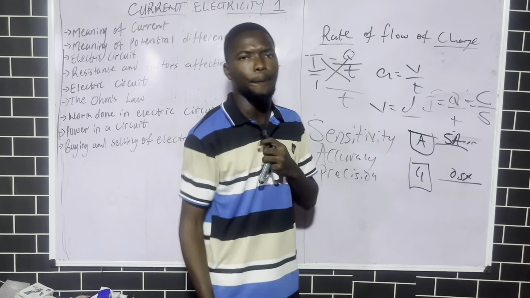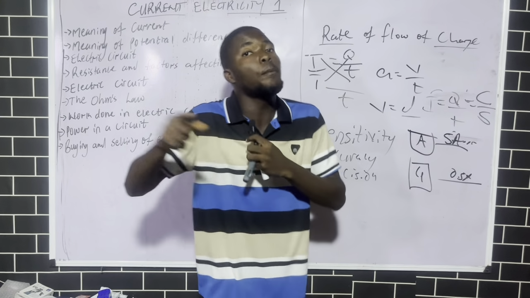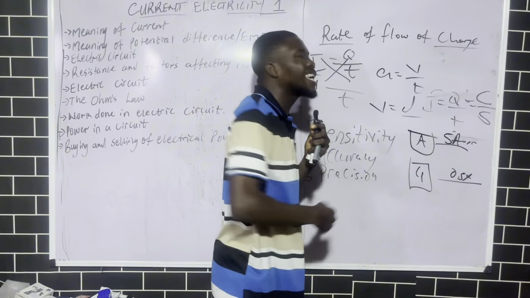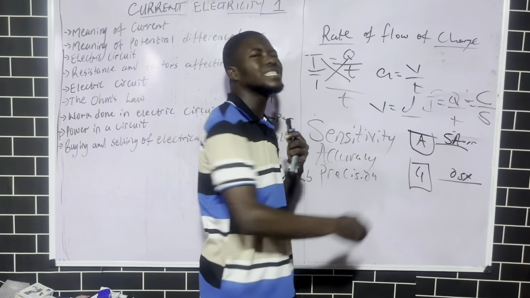It gave me 3 amperes. I use it the second time, it gave me 2.9. I use it the third time, it gave me 3.1. You see, the values the instrument keeps measuring are close values. They are not different, they are close values. We say the instrument is precise.